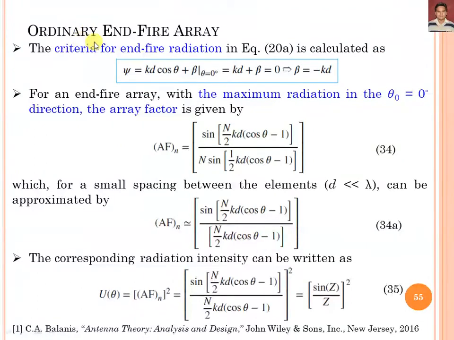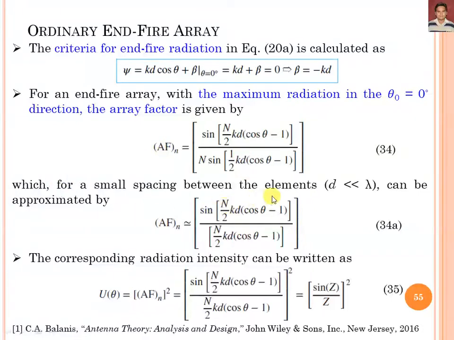The second is the ordinary end fire array. As we have discussed, the criterion for the ordinary end fire array is psi equal to this expression, and here we put the values, with beta equal to minus kd. This expression takes the maximum radiation at theta naught equal to 0 degrees. Then the normalized array factor can be calculated by using this expression, putting in beta equal to minus kd, so we get this expression.